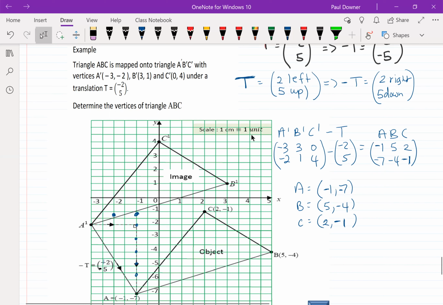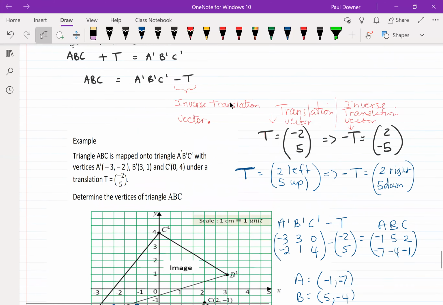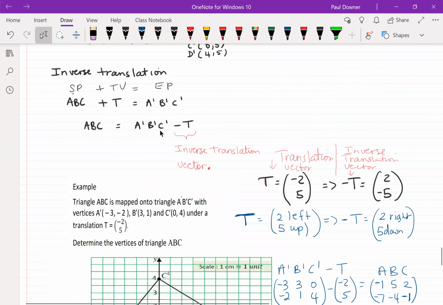Well, I could do a calculation. If I have the image points A prime, B prime, C prime, and I want to get back to the original object points, which is what they're asking me to do, determine the vertices of the original triangle ABC, well, according to our calculation, we'd have to take away the original translation vector, which is take away minus 2, 5 from these points, and I would get the object points.